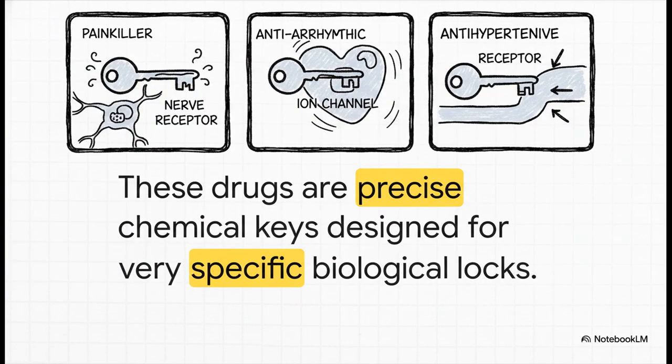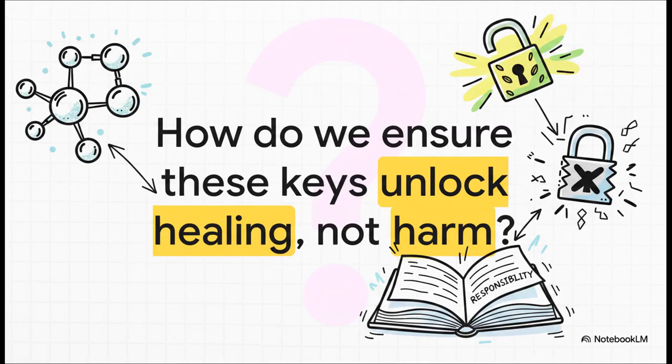Which brings us right back to where we started, with that lock and key idea. It doesn't matter if we're talking about blocking a pain signal, or fine-tuning an ion channel in the heart, or getting a blood vessel to relax. Every single one of these medicines is just a precisely designed chemical key, made to fit one very, very specific biological lock. This amazing molecular-level precision, that is modern medicine.